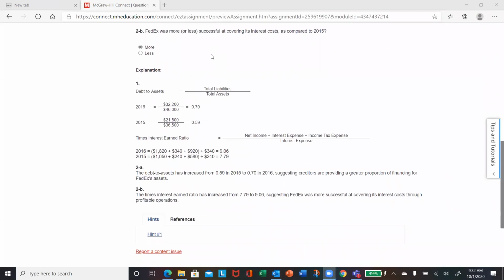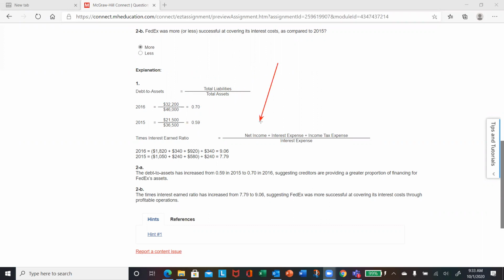But notice, remember on the debt ratio, it's simply your total liabilities divided by your total assets. Very simple calculation. So you just have to divide for both 2016 and 15. Liabilities is the numerator, assets is the denominator. For 2016, you get 0.7. In 2015, you get 0.59.